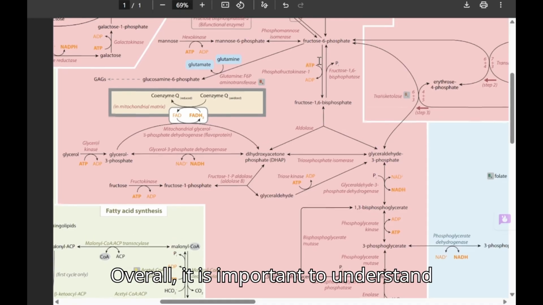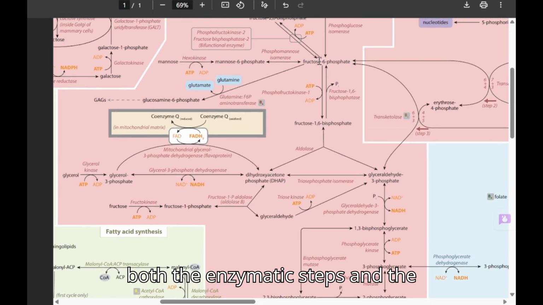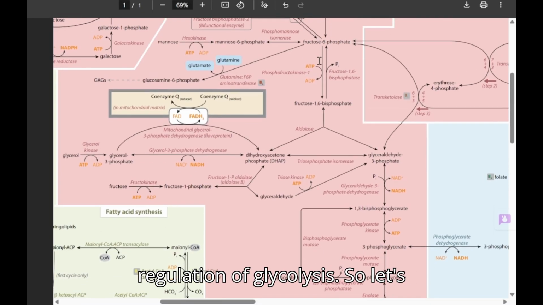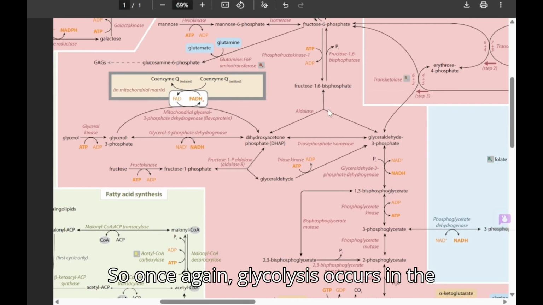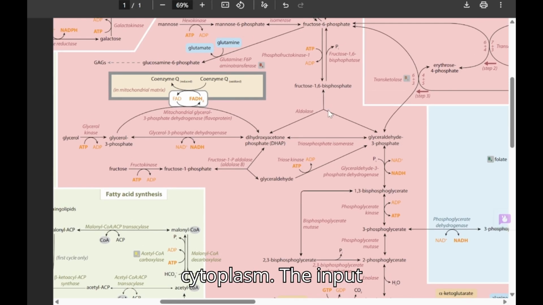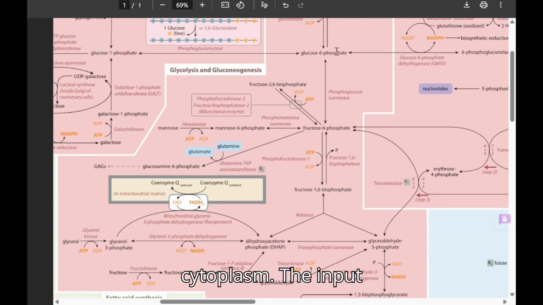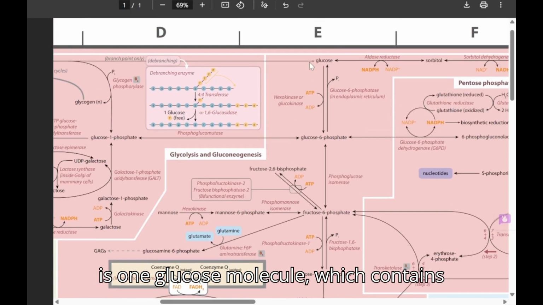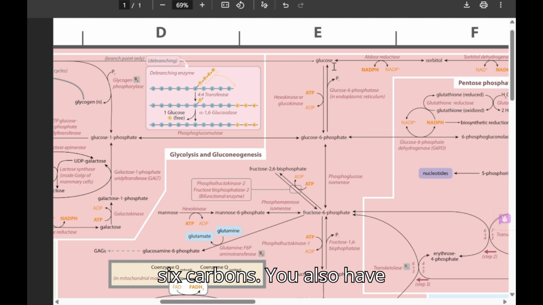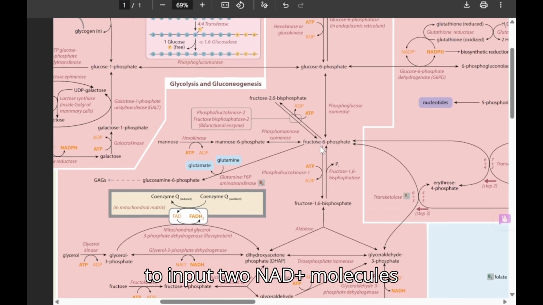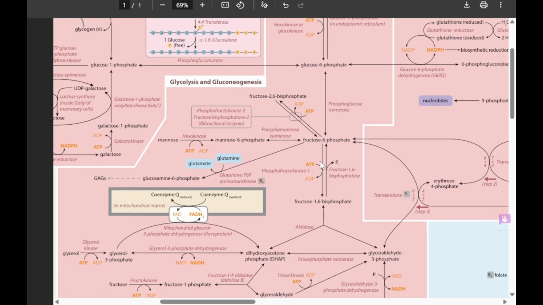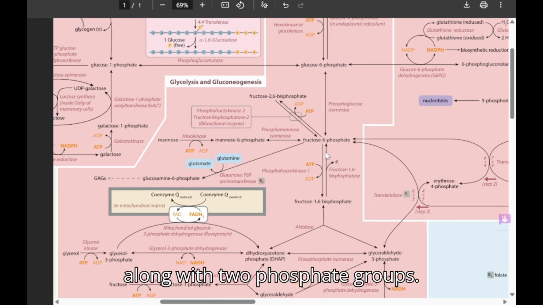Overall, it is important to understand both the enzymatic steps and the regulation of glycolysis. So let's go over the specific parts of glycolysis. So once again, glycolysis occurs in the cytoplasm. The input is one glucose molecule which contains 6 carbons. You also have to input 2 NAD plus molecules and 2 ADP molecules, along with 2 phosphate groups.